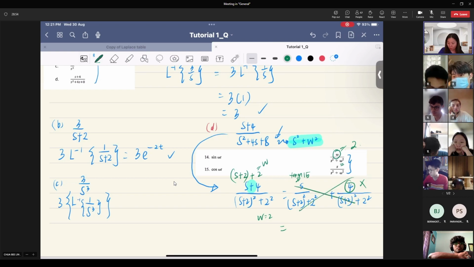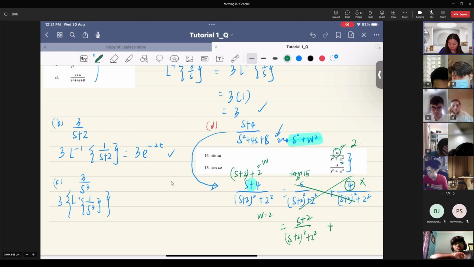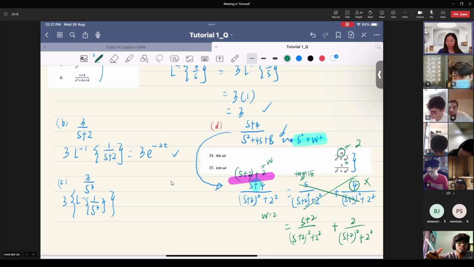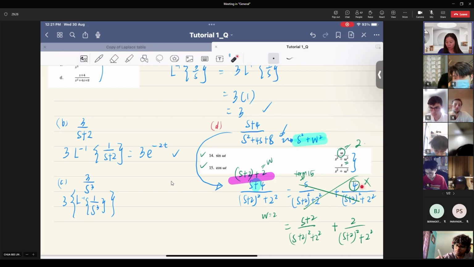This is wrong. You have to do s over (s plus 2) power 2 plus 2 power 2, this one is plus 2, meaning that we have to use this one. Then 2 over (s plus 2) power 2 plus 2 power 2. So you have to do the multiplication based on the one given to you. For example, term 14, if I follow the first one, I can't get the answer because the omega is 4. The omega here must be the same value as this omega. So you have derived this as 2. So your omega is 2.